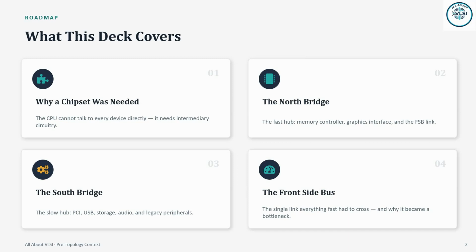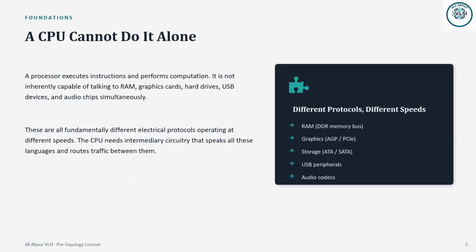Now, here, let us try to understand something known as North Bridge, South Bridge, and Front Side Bus, that is FSB. What are these particular technical terms? Because in PCIe, we are going to get this kind of terminology. First of all, in this session we are going to discuss what we mean by a chipset and why we use a particular chipset, what we mean by north bridge, south bridge, and front side bus, in great detail.